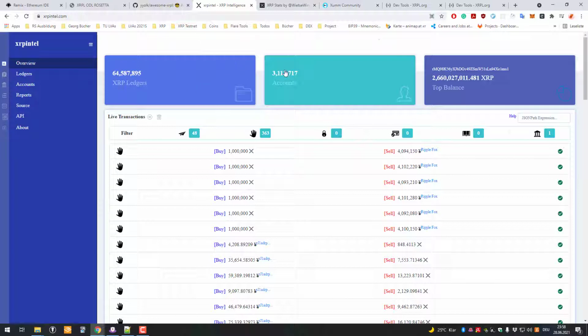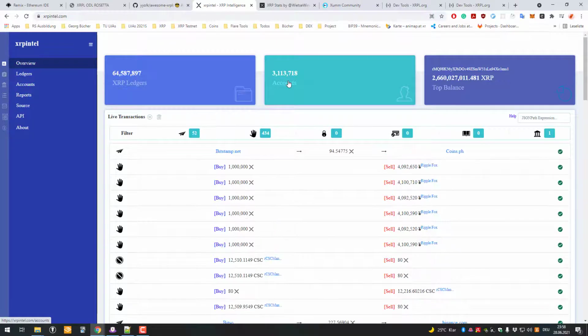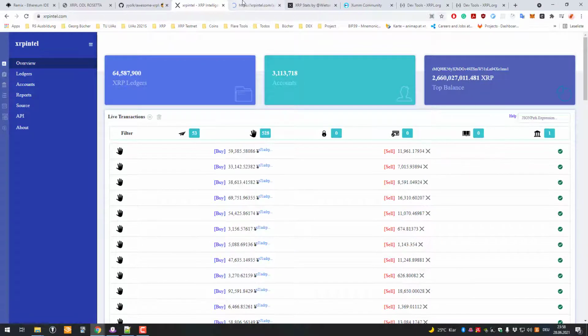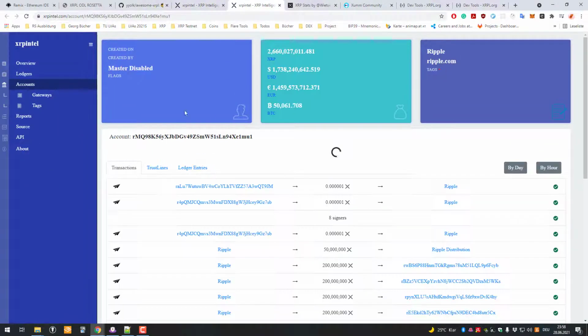added to the chain. And we can see how many accounts we have on the XRP ledger. So 3.1 million non-custodial accounts are there. We can see the top balance on this account with 2.6 billion XRP. Another account is the account of Ripple, I think. So we could quickly check that out here. Right, so yeah, this is a Ripple account.